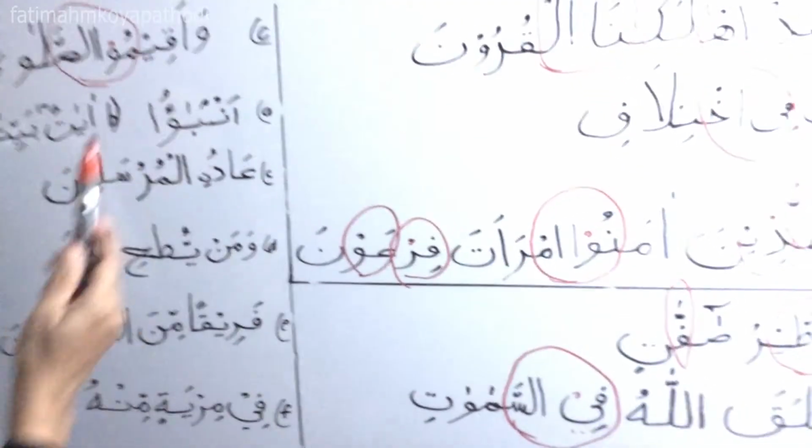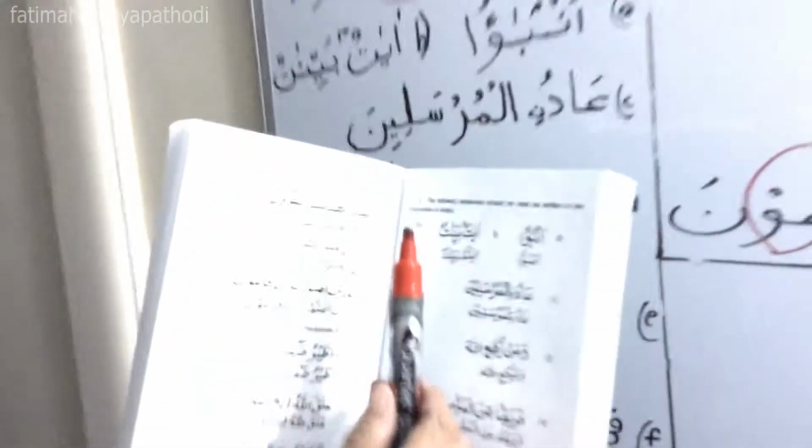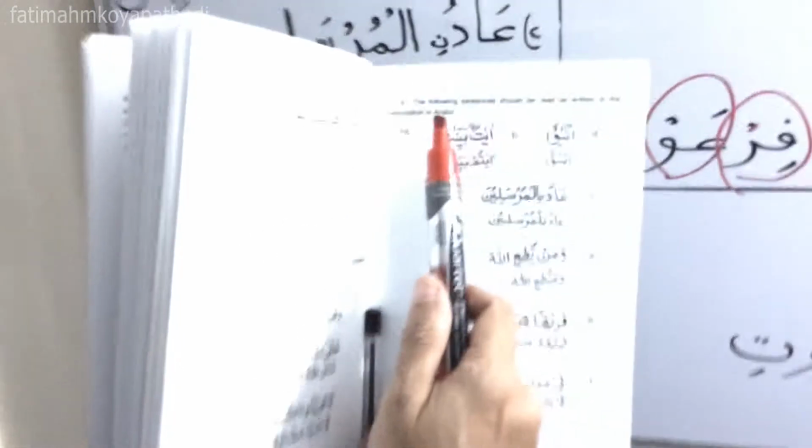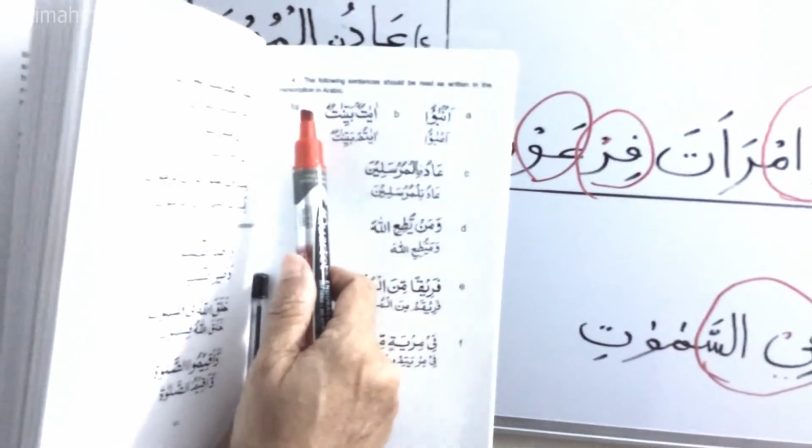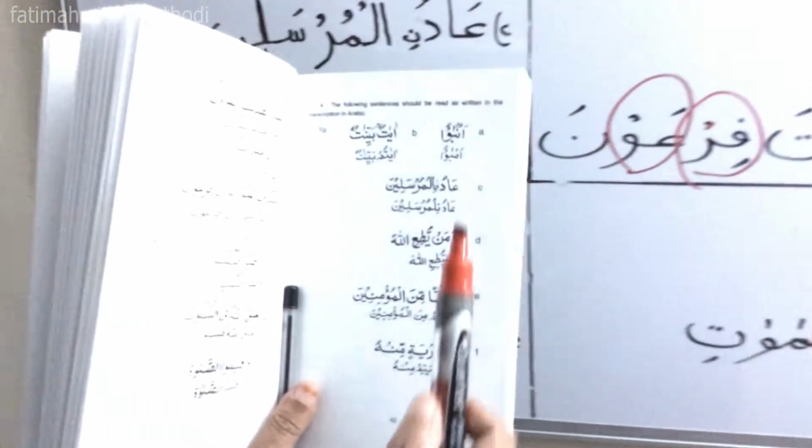Now these are some here. I'm going to go with 4. These are the words here. The following sentences should be read as written in the transcription in Arabic. So I'm going to just show you.